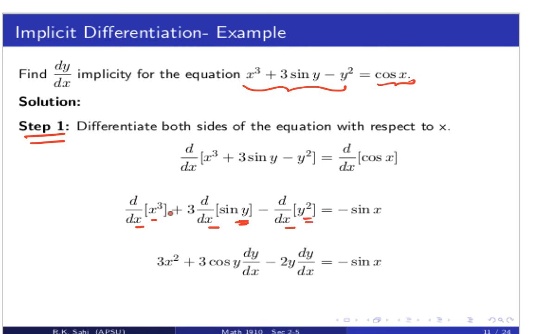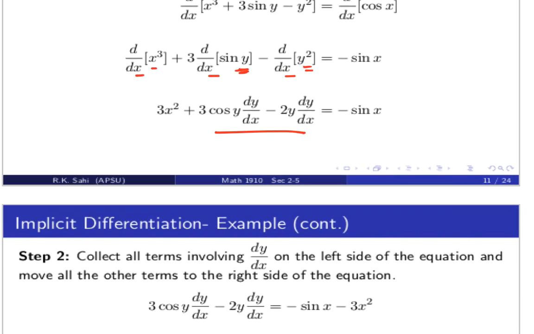So for the first term, it's a normal differential, which is a power rule, 3x squared, plus 3 times sine y. Now remember, this is a chain rule. So your sine becomes cosine, so differential of sine is cosine y, times dy by dx, minus 2y times dy by dx, equals negative sine x. So we have done all our differentials. Now we just have to gather the dy by dx terms on the left hand side and all the rest of the terms on the right hand side.